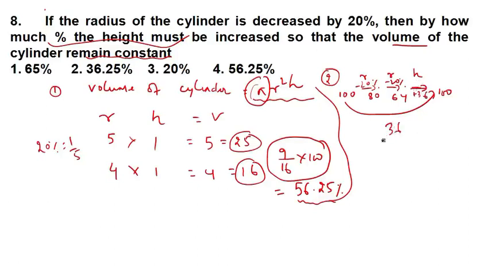So 36 you have to place on which number? On 64, into 100 again. If you cut with 4, you get 4 9s are 36, 4 6s are 24. Okay. So again you get 9 by 16 into 100, which will be equal to 56.25%. So the fourth is the right option. Fine. So move ahead.